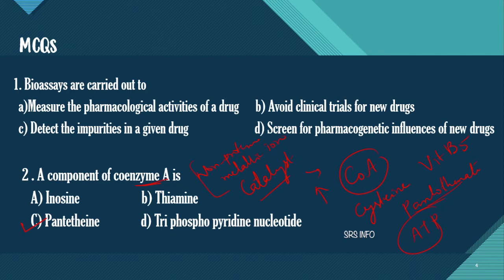Pantothenate helps to reduce cholesterol, that is, triglycerides in our body. Pantothenate is also used as a dietary supplement. So the component of coenzyme A is pantothenate.